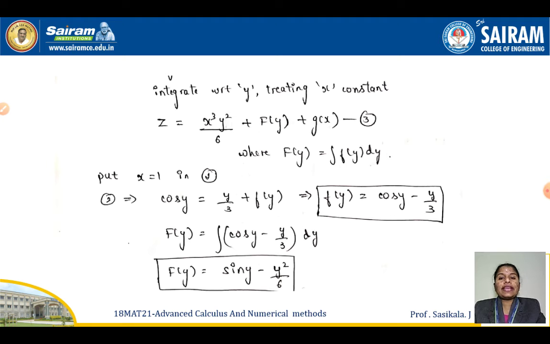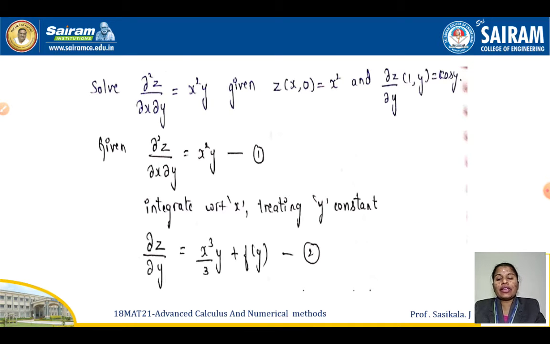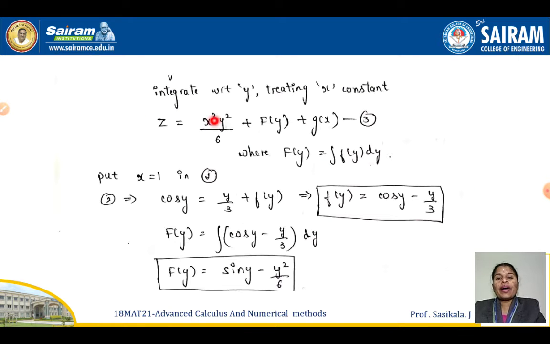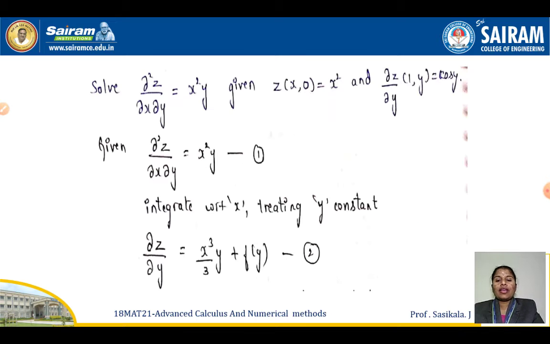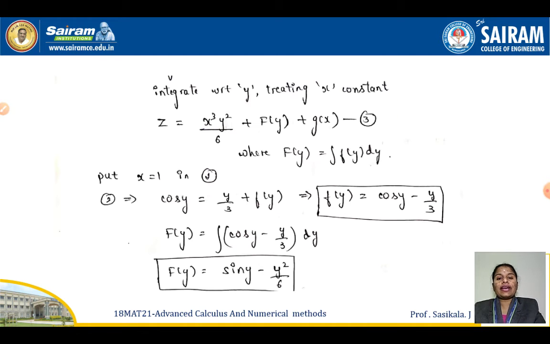Now integrate with respect to y, treating x as a constant. Again we integrate, and we get z equal to, with respect to y, x³/3 into y²/2, which becomes x³y²/6. Now f(y) you integrate. I have written capital F(y). What is capital F(y)? It is the integration of small f(y) dy, plus the constant, an arbitrary function in terms of x, so I have written g(x). Mark this as equation number 3.